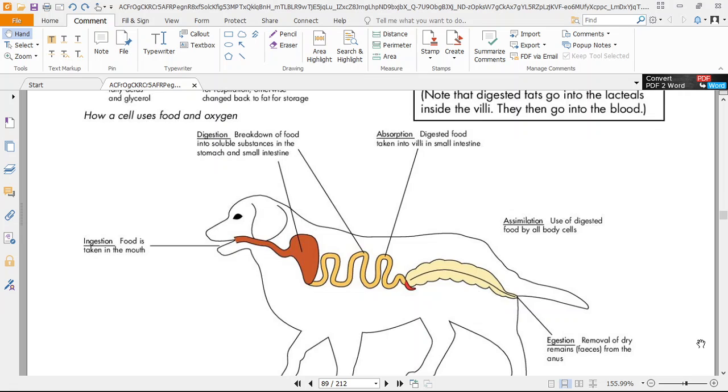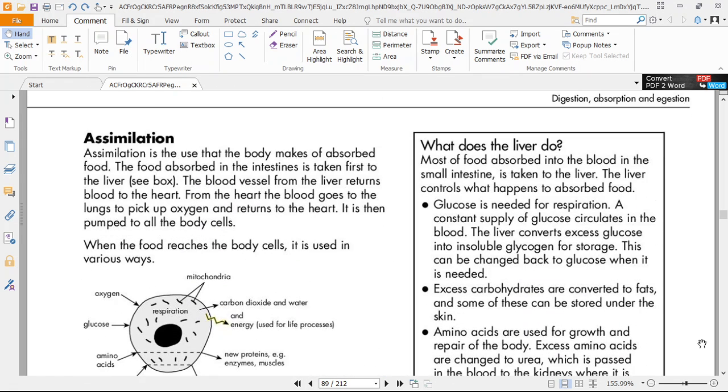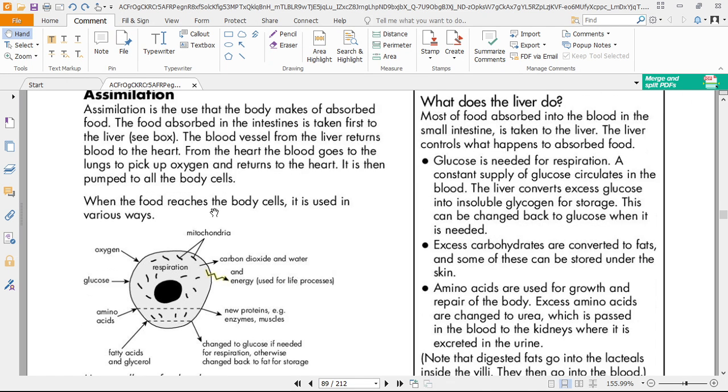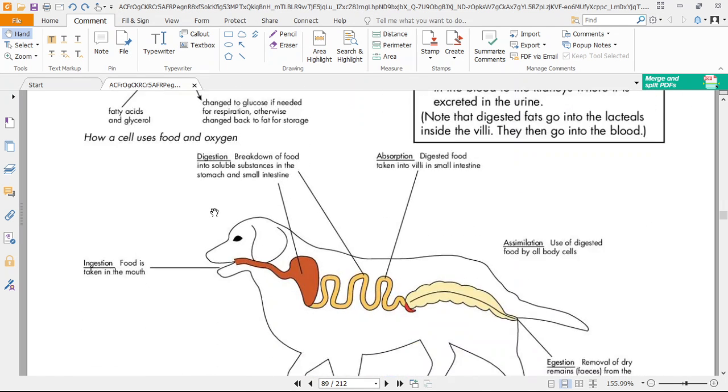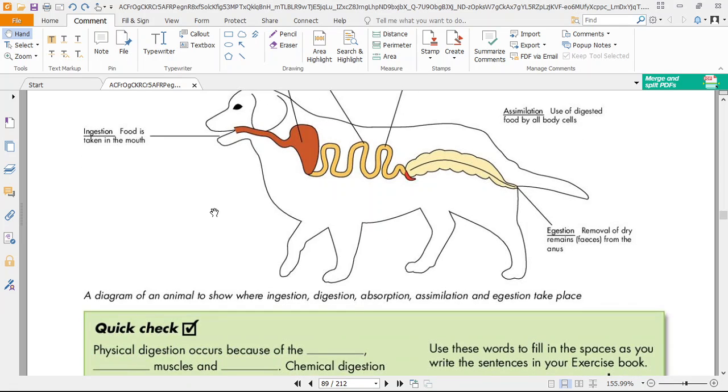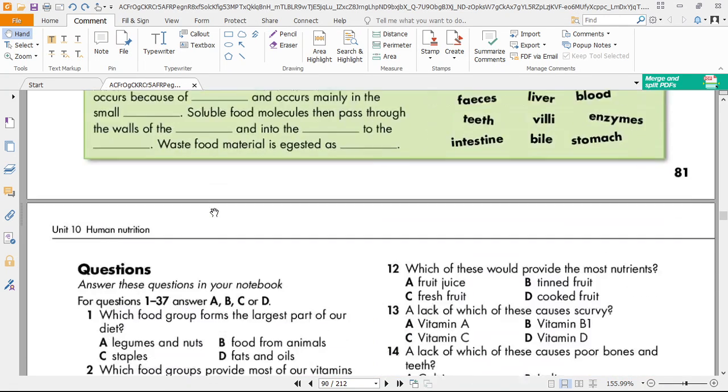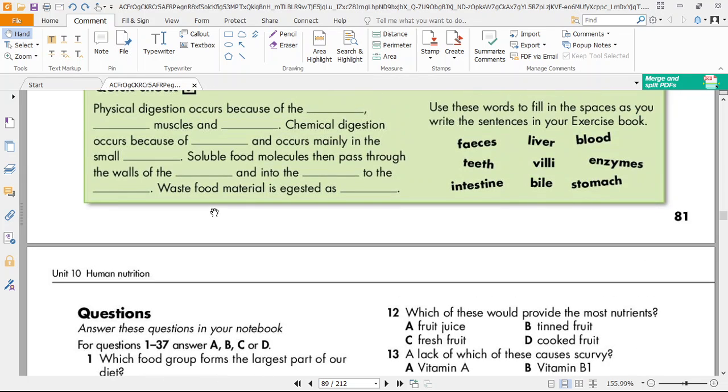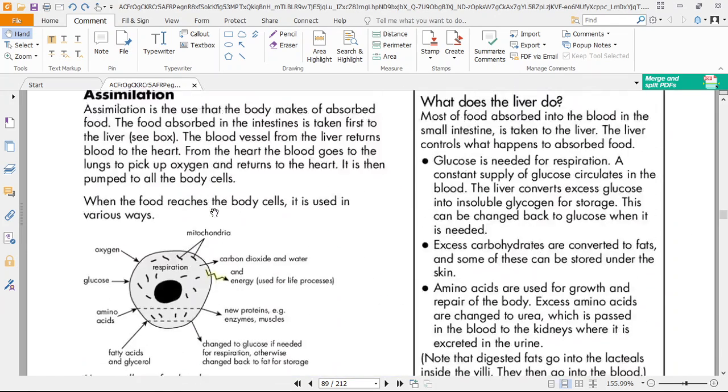So, assimilation now. This section tells you how the food goes to different parts. Glucose is needed for respiration, and excess carbohydrates are converted into fat. So we can go through this. This tells us how the food particles that we have digested play their part in our body, being part of our body, or what is the use of them.